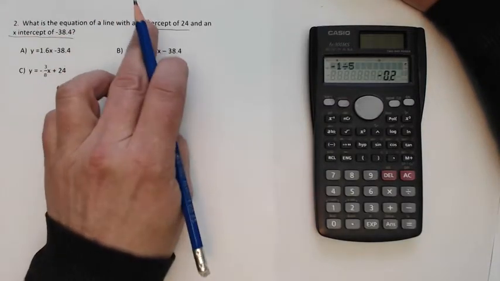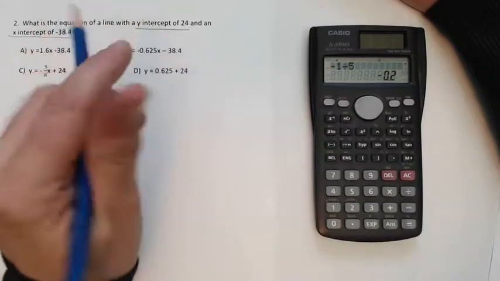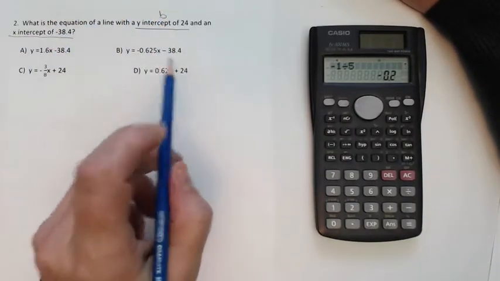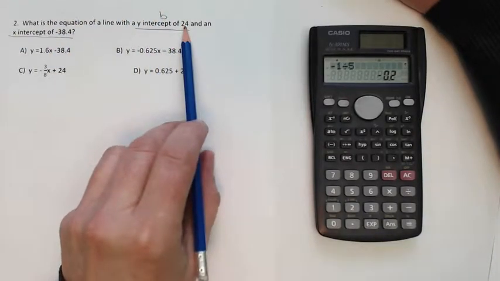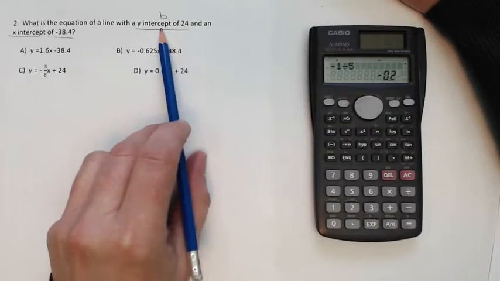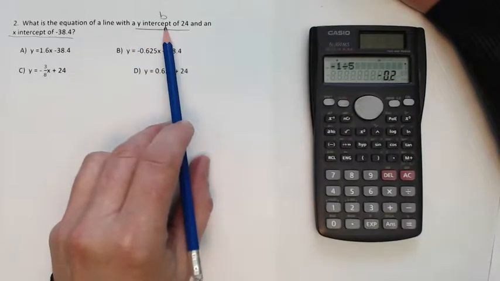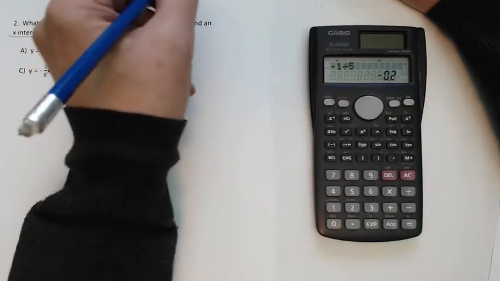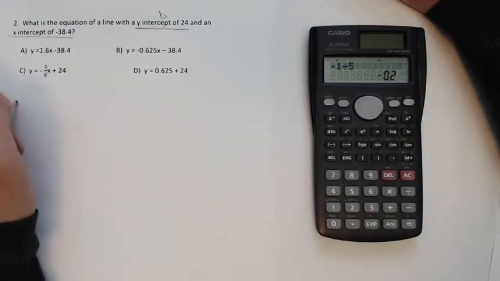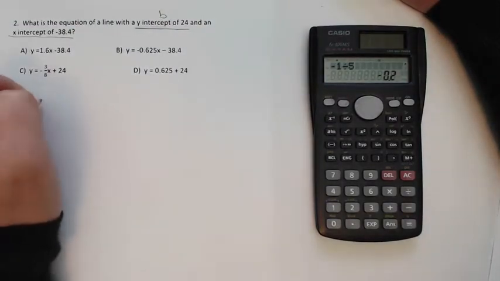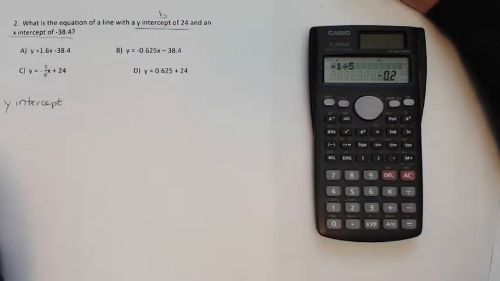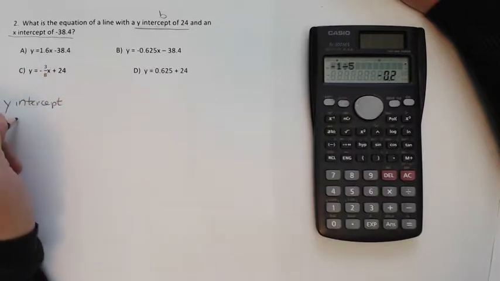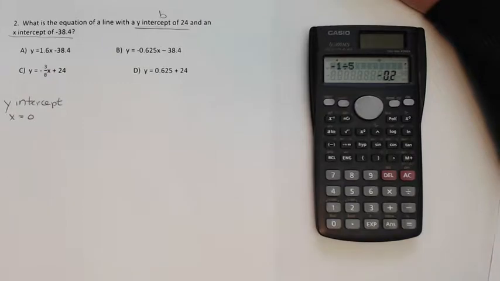Whenever we see a y-intercept, we need to remember that that's the b. So in y equals ax plus b, we know our b is 24. Y-intercept is code for initial value. But there's some other things we need to think about in terms of what that y-intercept is. When we see the word y-intercept, right away we should know that the x will always equal 0.